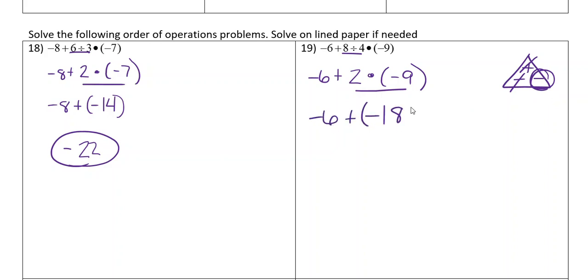If you would like to put negative 18 in parentheses to keep the sign with the 18, that's perfectly fine. And then I have 6 negatives and 18 more negatives, so I actually end up with a super negative answer of negative 24.